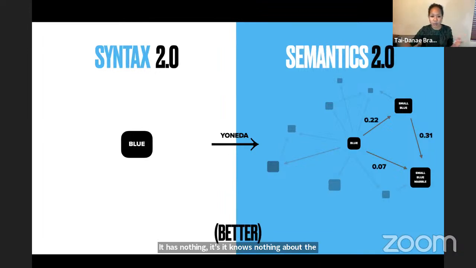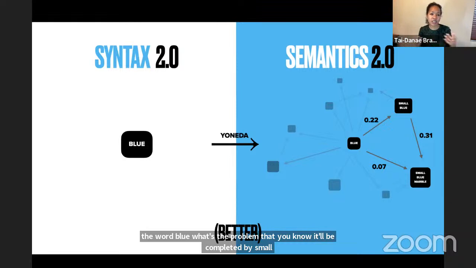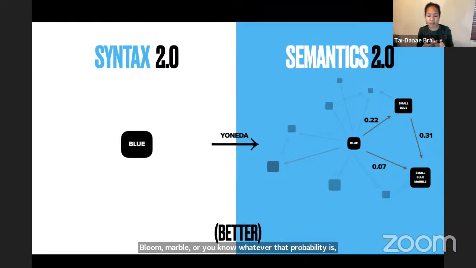So what would be better is a version 2.0, where you can give me the fact that blue is contained in small blue, but also the probability of seeing that. If I see the word blue, what's the probability that it'll be completed by small blue marble? Whatever that probability is, it's going to be higher than for I woke up and had a blue idea, to borrow from Chomsky. So you'd like to weight the arrows in your category with conditional probabilities of continuing an expression with a larger expression.